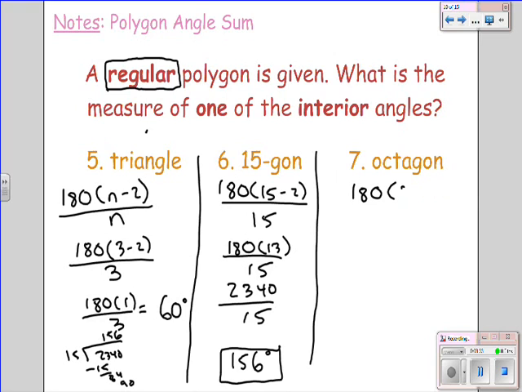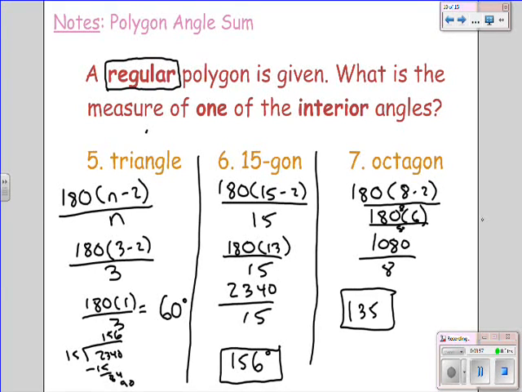And let's try the octagon now. So 180 times 8 minus 2, 180 times 6. Let's see, that's going to be 1080. Oh, I forgot the part of the formula, divided by 8. 1080 divided by 8 is 135. So that would be each interior angle.